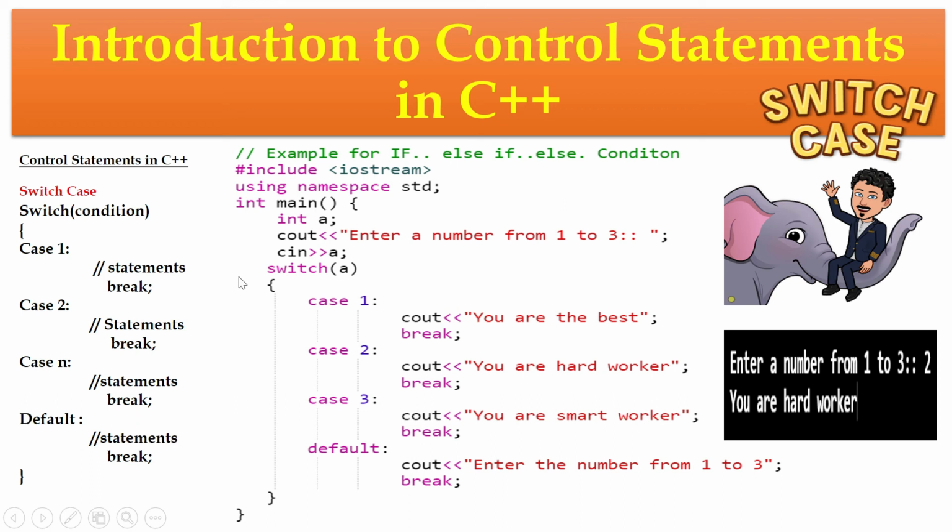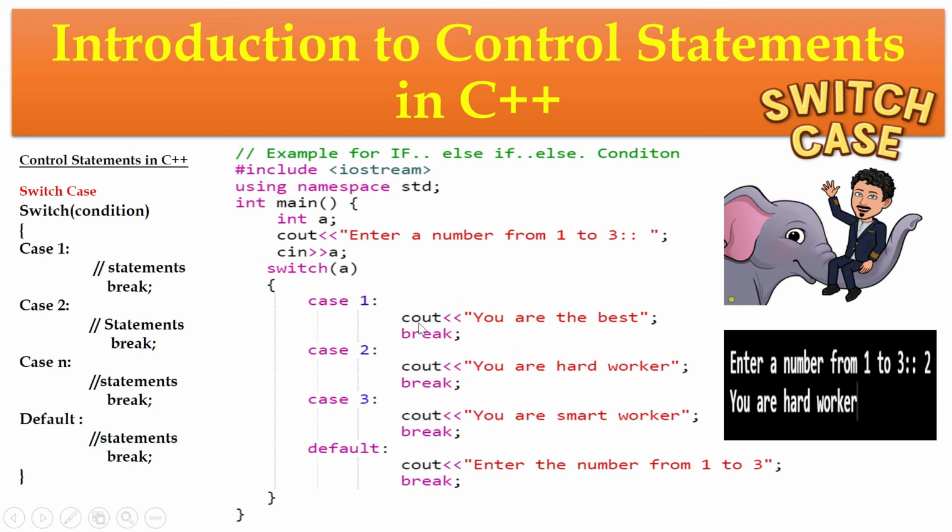Now we will see an example. So I have declared a variable called a of integer data type, and I'm going to print a message, enter a number from 1 to 3, by using cout statement. And the user will provide a value. I'm going to store the value in a by using cin statement. Switch of a. I'm going to check what is the value in a. If the value stored in a is 1, that is case 1, I'm going to print you are the best. And I'm going to break the rest of the program.